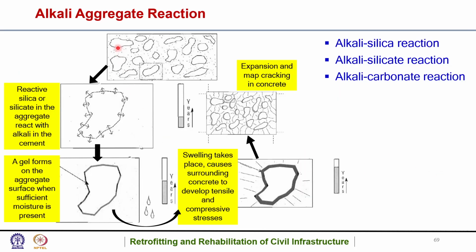As you can see here, if we schematically depict the process, the reactive silica or silicate in the aggregate reacts with the alkali in the cement. Therefore a gel forms on the aggregate surface when sufficient moisture is present. The swelling takes place, and it causes the surrounding concrete to develop tensile and compressive stresses, and this results in expansion and map cracking in concrete, as can be seen here. So there are alkali silica reaction, alkali silicate reaction, and alkali carbonate reaction in the alkali aggregate reaction.